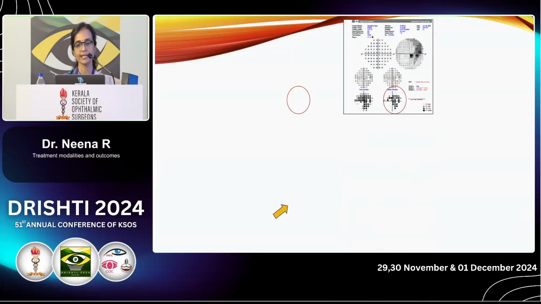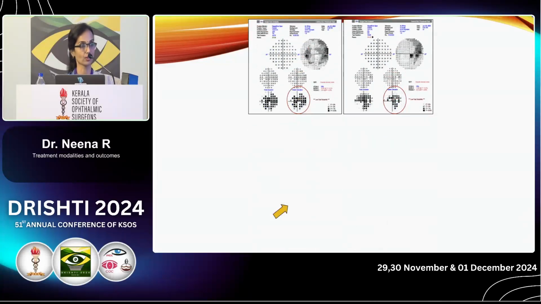Okay, so we went ahead and did the fields. Now, fields were not exactly very good. You can see there is an enlarged blind spot, but there is also central involvement. But of course, this was not very reliable because low test reliability was there.